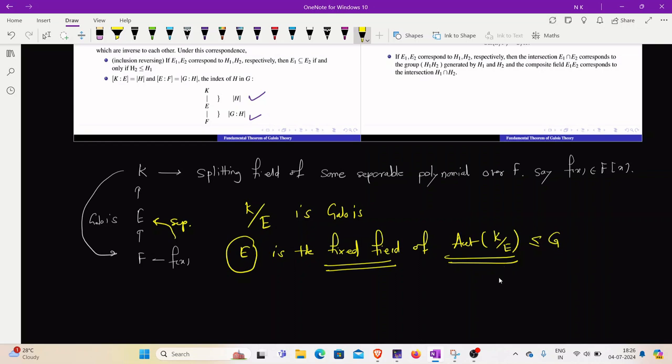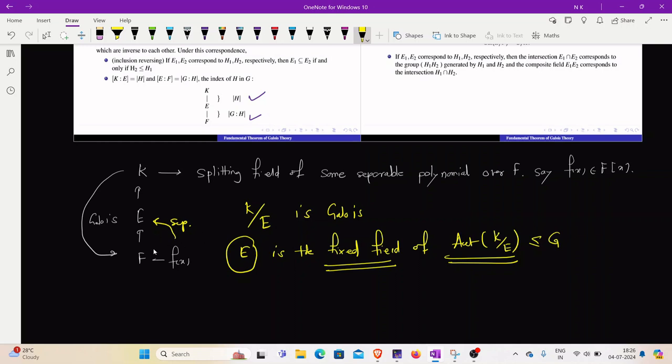So clearly this correspondence is surjective from right to left as well. So it is a bijection, right? In this way we can see that this particular correspondence is a bijection, and they are inverses of each other. That's quite obvious to understand, because if I choose any subgroup H, I get its fixed field, and if I take that fixed field, then it is fixed by H. So there is a one-to-one correspondence between E and H, and these correspondences are inverses of each other.